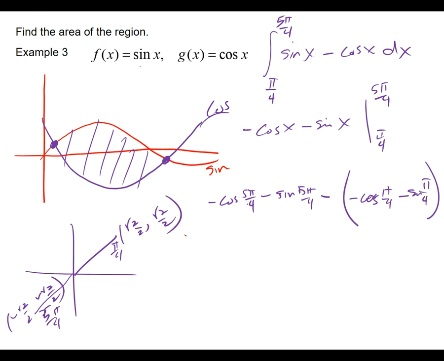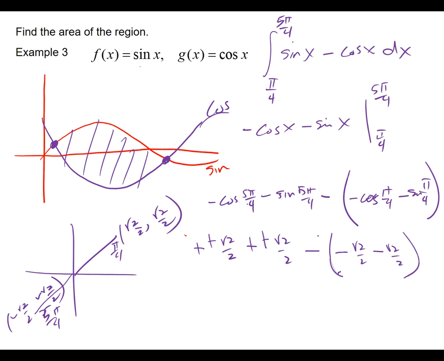I wrote out the unit circle, so what's the cosine of 5 pi over 4? Good. Minus what's the sine of 5 pi over 4? Good. And all the double negatives are going to go positive. Minus, in parentheses, it's a negative again. What's the cosine of pi over 4? Square root of 2 over 2. Square root of 2 over 2 minus square root of 2 over 2 again.